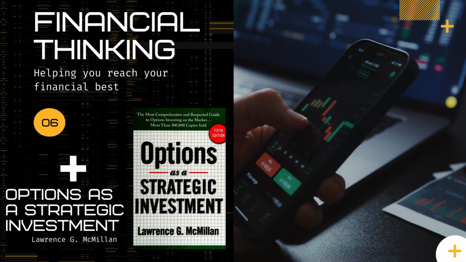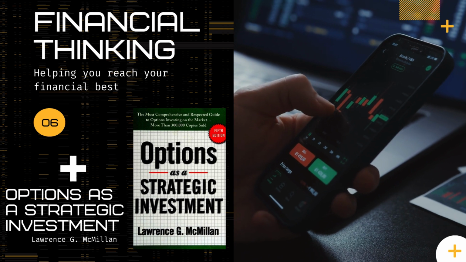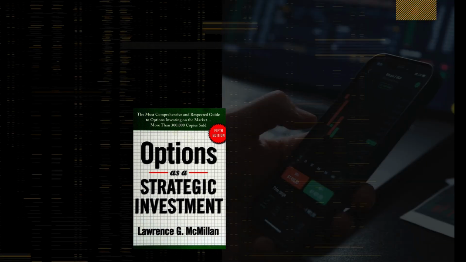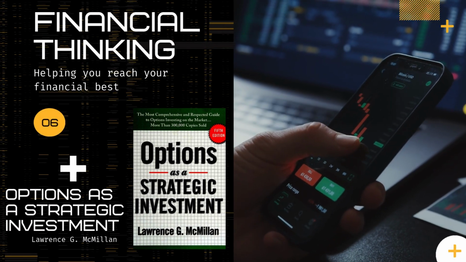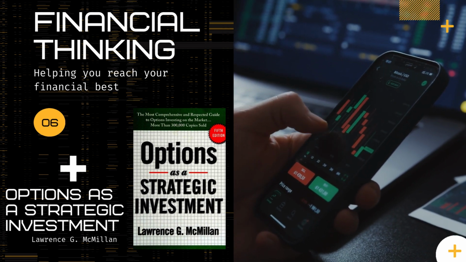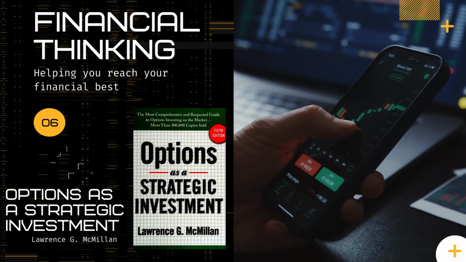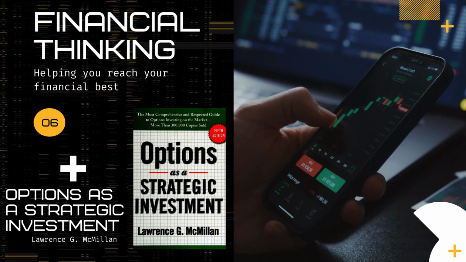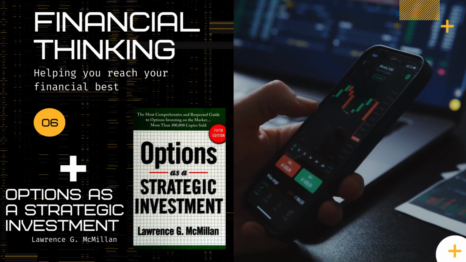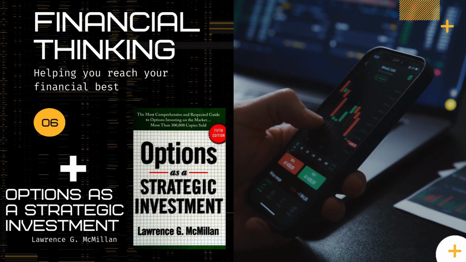So it's almost like having a reservation at a restaurant, but for stocks. Yeah, that's a good analogy. You have the right to that table at that specific time, but you don't have to show up if you change your mind. Right. Same with options. You have the right to buy or sell at that strike price, but you don't have to if it's not advantageous to you.